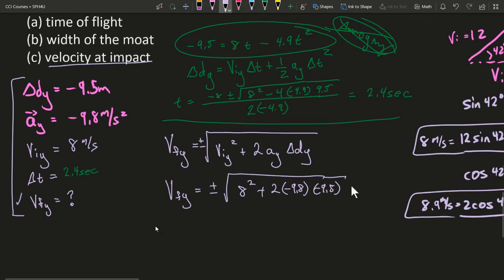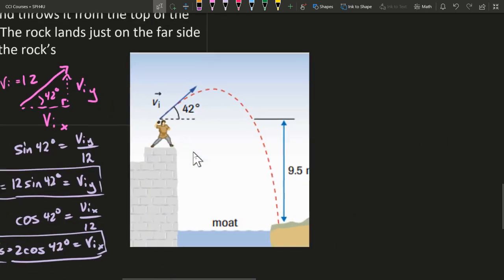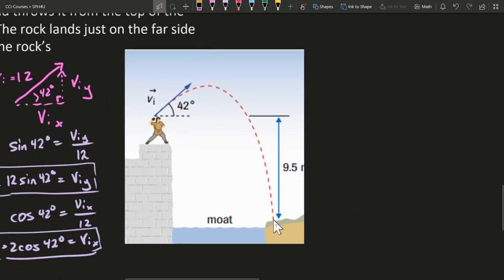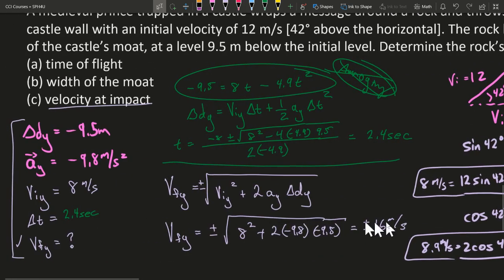And I calculate this and I get two solutions. I get a positive or a negative 16 meters per second. Now, the question is, which is right? What's happening here? Let's look at our picture. At the end, is the thing moving upwards or downwards at 16 meters per second? It's clearly moving downwards. And so I'm going to choose the negative 16 meters per second here. That's my final velocity y.